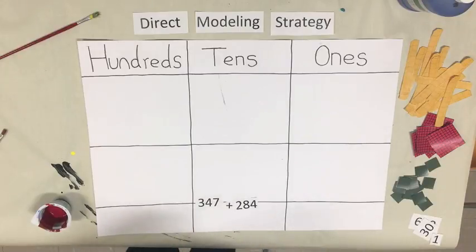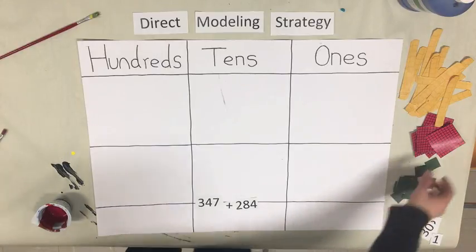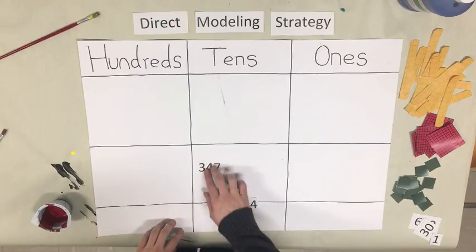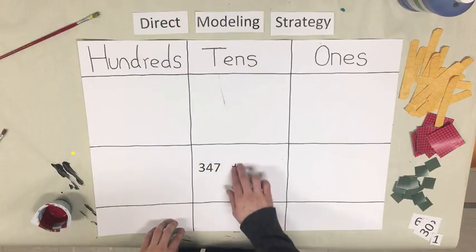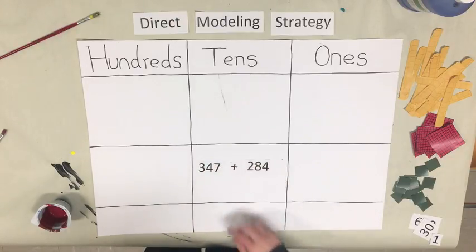Hello, my name is Derek Murray, and we're going to be doing the direct modeling strategy for addition using base 10 blocks. We're going to be doing the equation 347 plus 284.